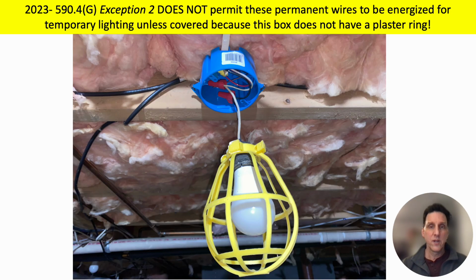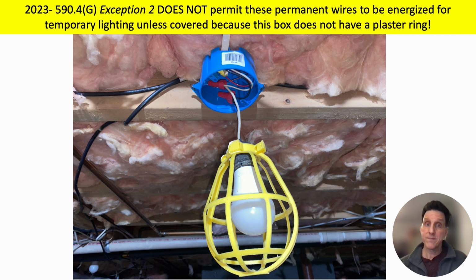And when it comes to temporary lighting in the ceiling, that outlet box, if you want to energize the permanent wiring in that outlet box, well, you can't unless there's a cover because there's no plastering. A little quirky, but that's the requirement. So there has to be a plastering. Then you can energize the wires for temporary lighting, even though it's permanent wiring, you want to energize it for temporary lighting purposes and not put a cover on. Well, you can't do that with this type of box.